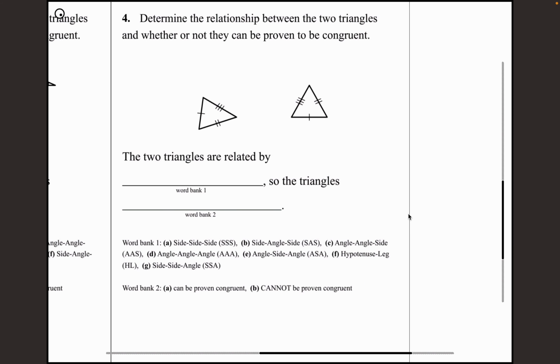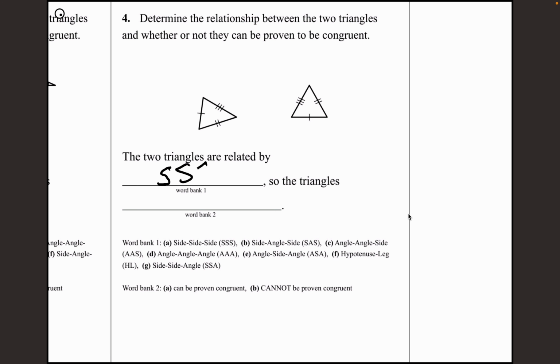All right, raise your hand. Wes, can you tell me this one? Yep, that one is SSS, which means side, side, side. Can or cannot, Rowan? Side, side, side. It can, because this is one of the ones we talked about. All right, let's look at a couple more.